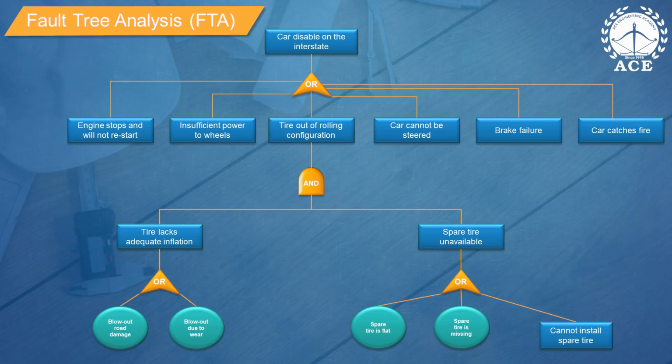So this is a typical example of the fault tree analysis with which one can decide what is the typical cause of the failure and the best way to prevent such kind of failures.